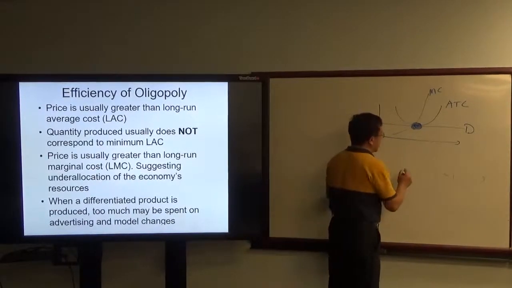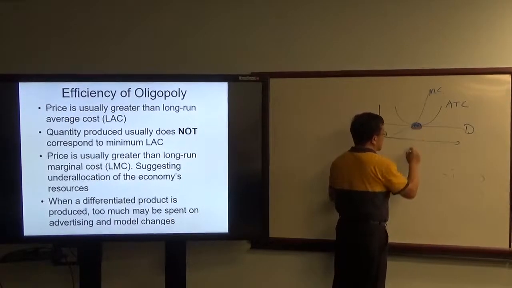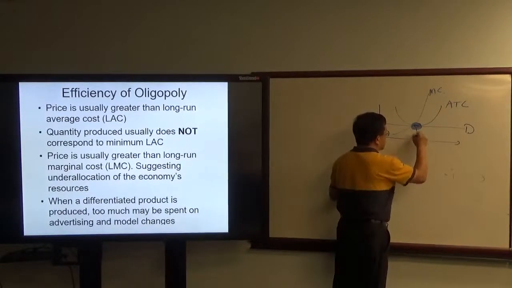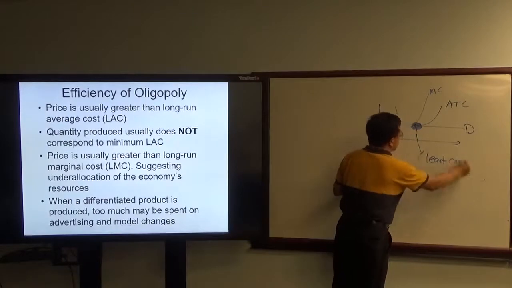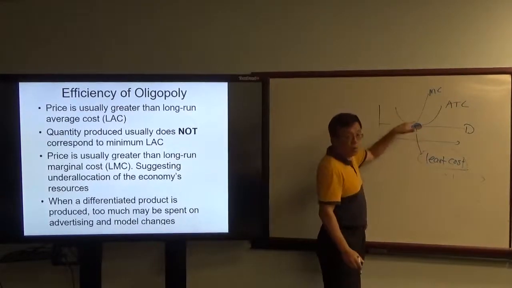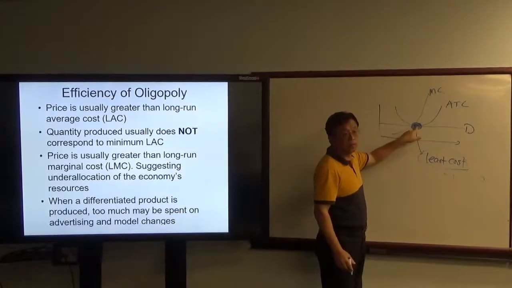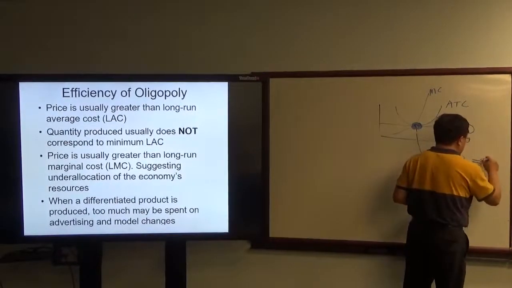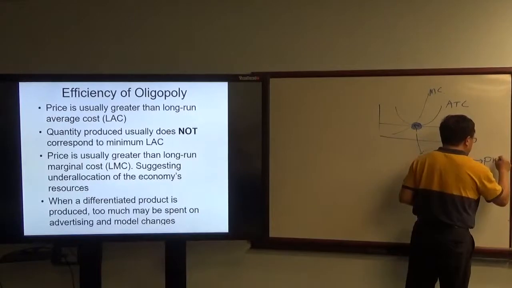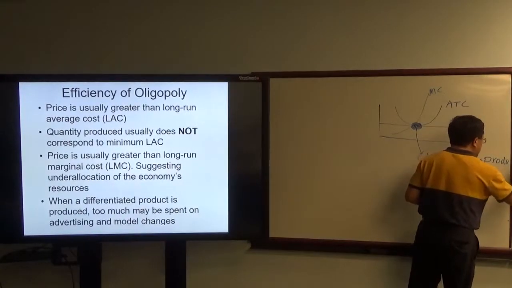You know why? Because first, this point is least cost. Because this is the lowest point of the average cost curve, least cost. So this is a productive efficiency. Productive efficiency.